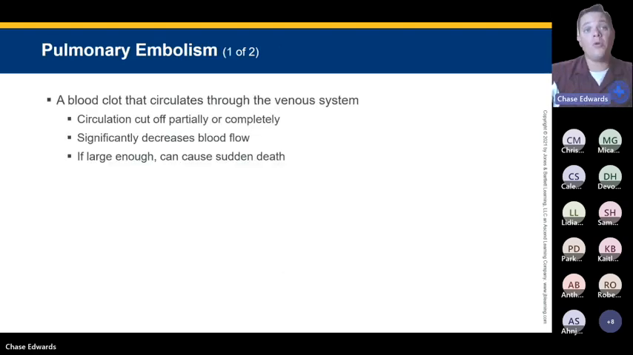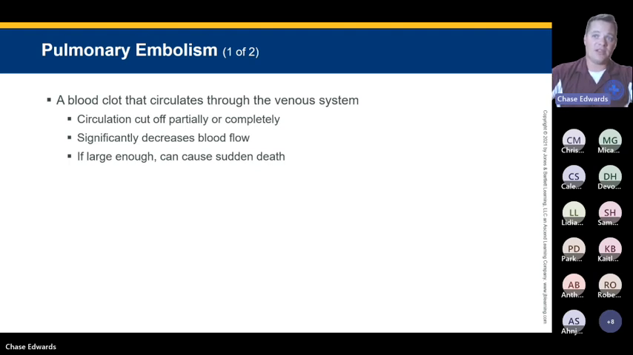All right, moving on. Pulmonary embolism, PE. An embolus is anything in the circulatory system that moves from its point of origin to a distant site and lodges there. What it does is obstruct subsequent blood flow to that area. Circulation can be cut off completely, or it can be cut off partially.